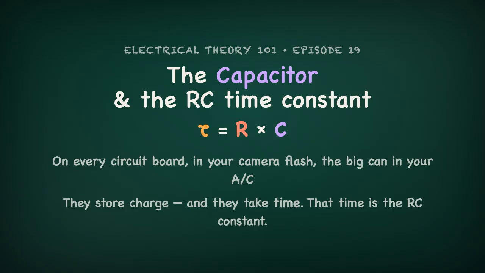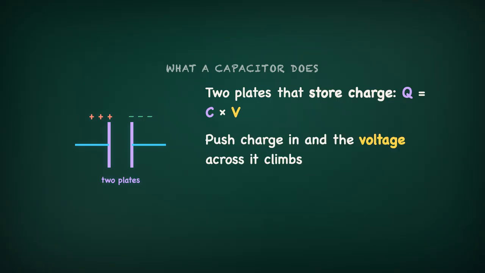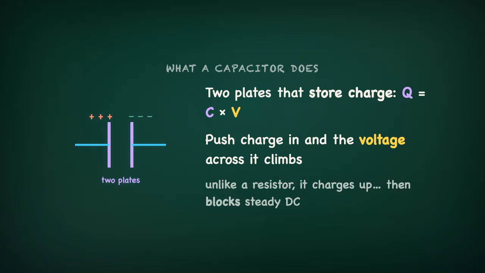So what is it? Two metal plates close together that store electric charge. The charge they hold is capacitance times voltage. Q equals C times V. Push charge onto those plates, and the voltage across the capacitor climbs higher and higher. But unlike a resistor, it doesn't just pass current. It charges up, and then it blocks steady DC.